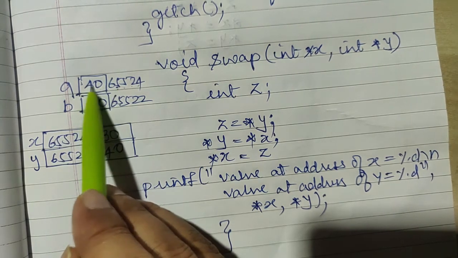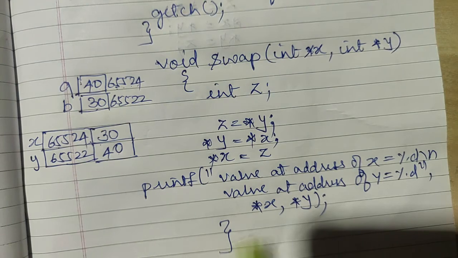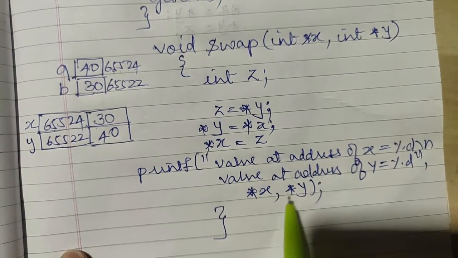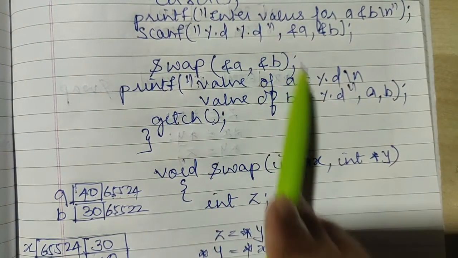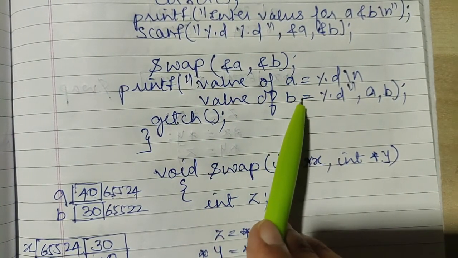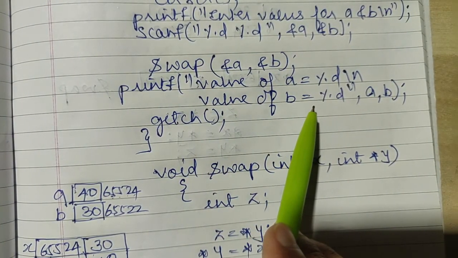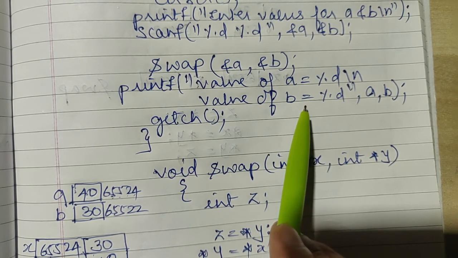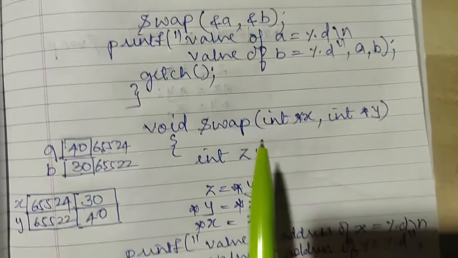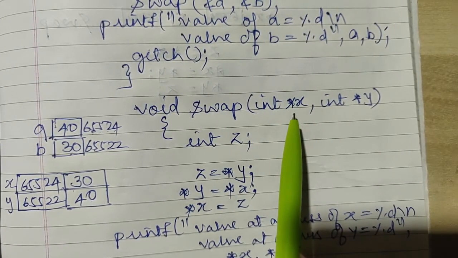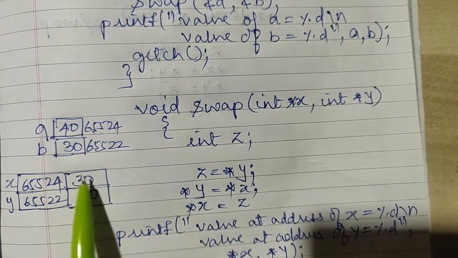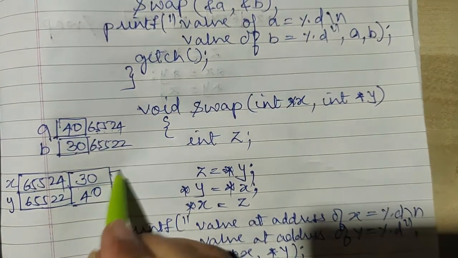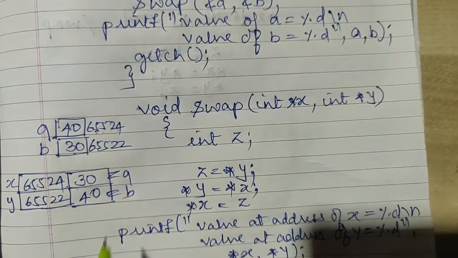So eventually this will be 30 and this will be 40. So when I print here, it is again going to be 30, 40. When I go back to main and when I print the value of A and B, again it is going to be 30 and 40. So initial values that we entered in A and B was 40 and 30 respectively. But after swapping in this function, the values of A and B, both in the calling function as well as called function, has changed to A has become 30 and B has become 40.